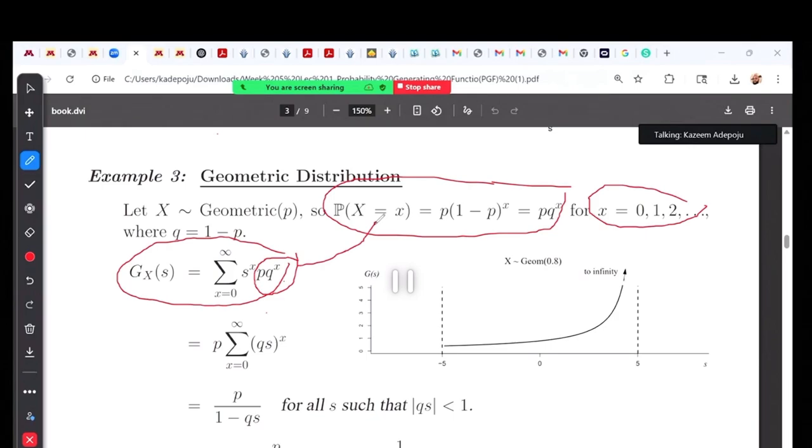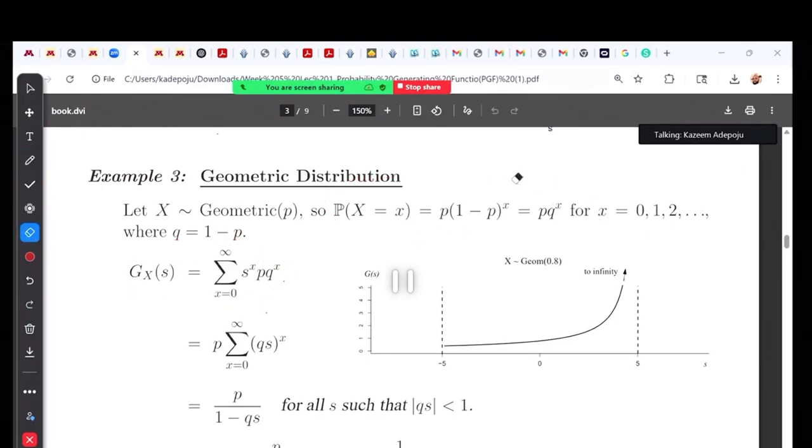If you take a look at where you are here, s is raised to power x, q is raised to power x. I can combine them together and bring this p out because it's a constant. That's why p is here. They combine this and that. Then we have this guy.